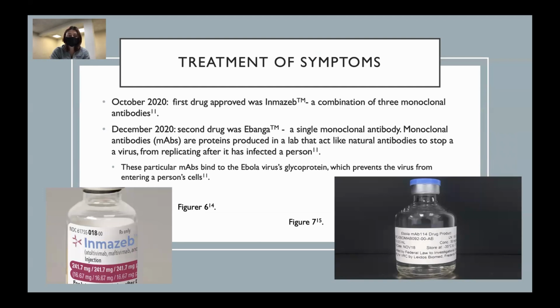First, in October 2020, the first drug approved was Inmazeb, a combination of 3 monoclonal antibodies. Then, in December of 2020, a second drug was approved called Ebanga, a single monoclonal antibody. Monoclonal antibodies are proteins produced in the lab that act like natural antibodies to stop a virus from replicating after it has infected a person. These particular monoclonal antibodies bind to the Ebola virus's glycoprotein, which prevents the virus from entering a person's cells.